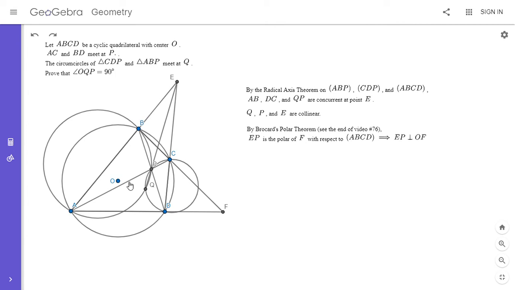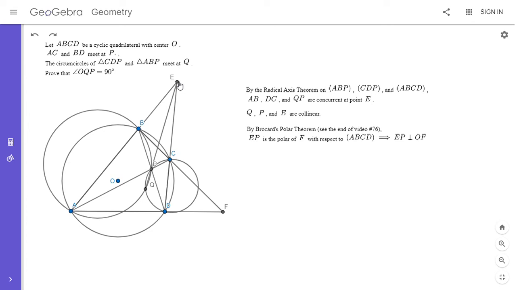So how do we show that OQ and F are collinear? One way is to try to use the radical axis theorem again. We showed that AB, CD, and QP concur at E using the radical axis theorem.